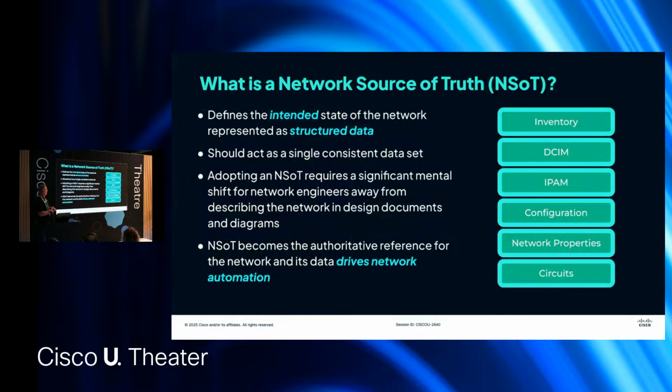So just some of the basics really. What is a network source of truth? A source of truth should define the intended state of your network, and it should represent it as structured data, which means that other systems can interact with NetBox in a programmatic way to get the data they need to do their jobs. Sometimes adopting a network source of truth can require a bit of a mental shift for network engineers and architects used to documenting networks the traditional way, perhaps in spreadsheets and text files. So there's a bit of a mental shift required when you move to documenting your network in a proper source of truth like NetBox.